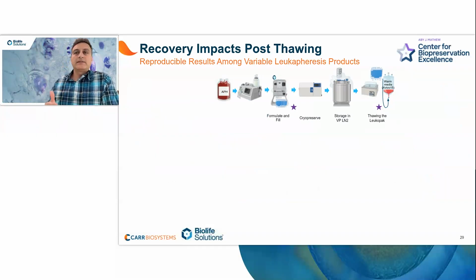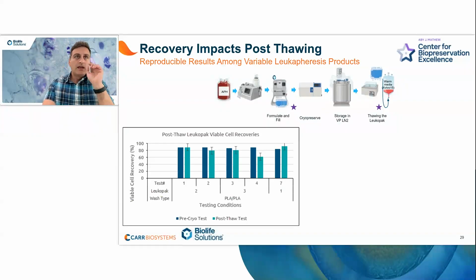So looking at the first step after wash and formulation, going through cryopreservation and thaw, the first set of data comes with viable cell recoveries, comparing the pre-cryo and post-thaw. The pre-cryo data are the bars in navy blue, and the post-thaw data are in cyan green bars, and you can compare.